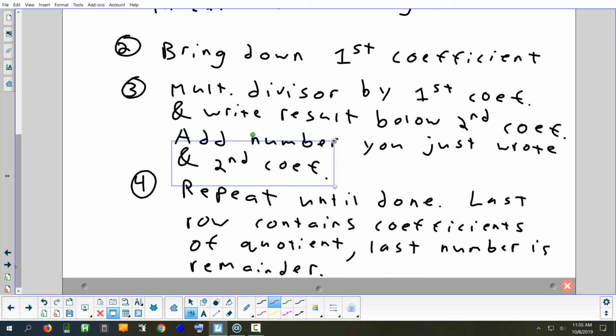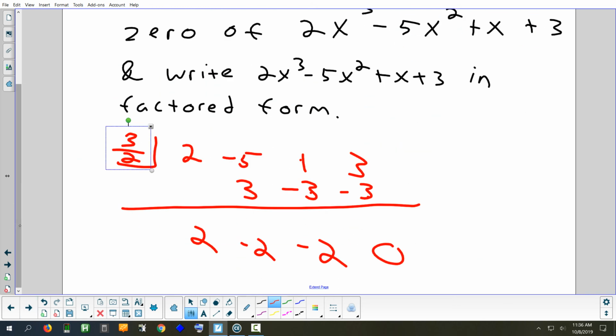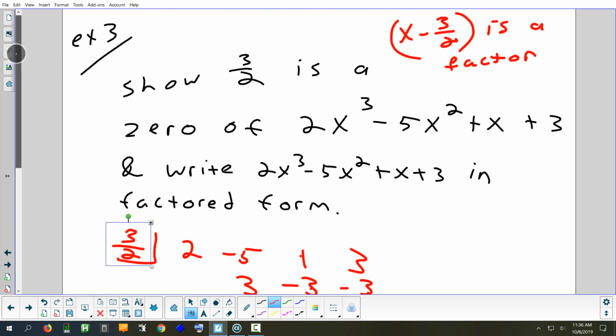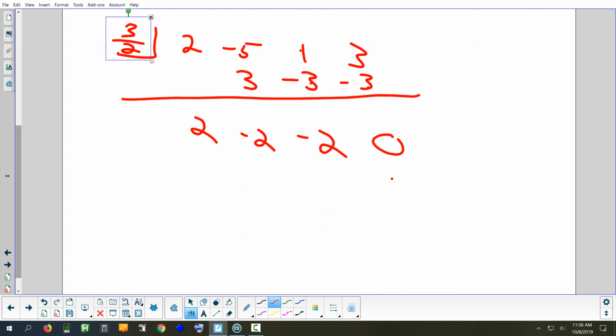Now, go back here. The last row contains the coefficients of the quotient, and this is the key. The last number is the remainder. So, what did I just get for a remainder? 0. So I just proved that x minus 3/2 is a factor. This is your remainder. This is your constant. This is your x term. This is your x squared term. The next one would be your x cubed term, x to the 4th going up.